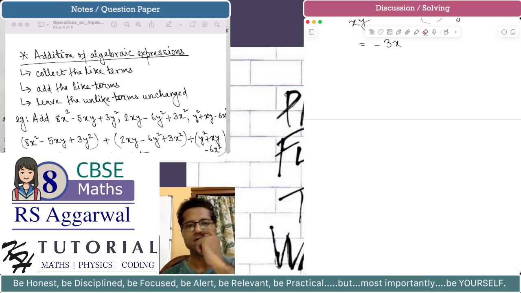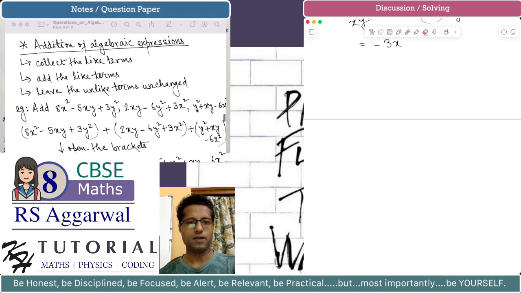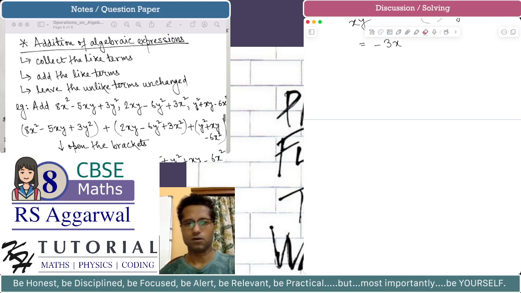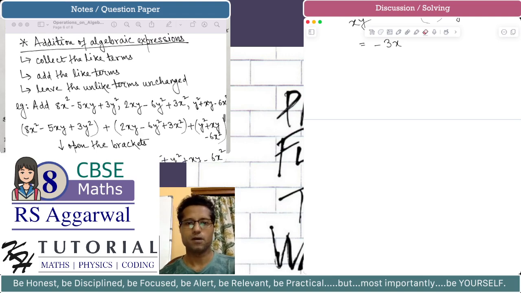So the steps are: collect the like terms from the algebraic expressions, add the like terms, and leave the unlike terms unchanged. So these are the three steps of doing addition of algebraic expressions. Now I will explain this through examples by solving problems from exercise 6a.